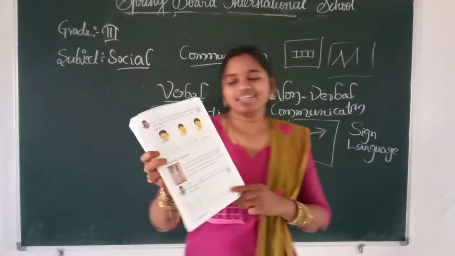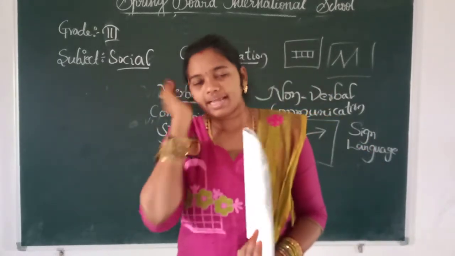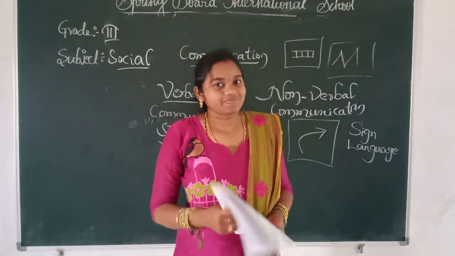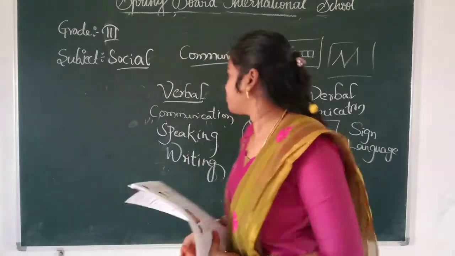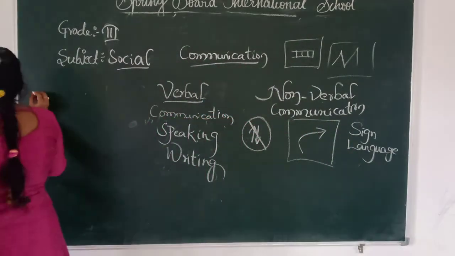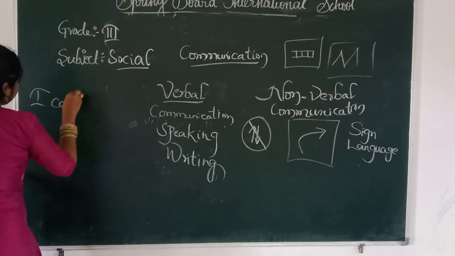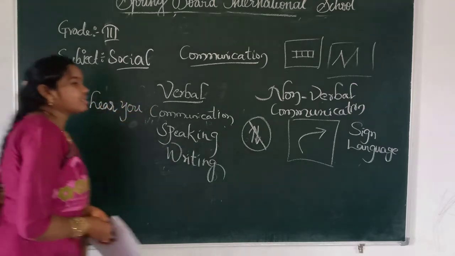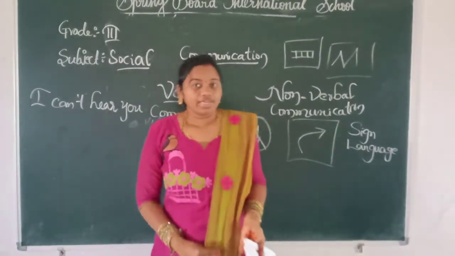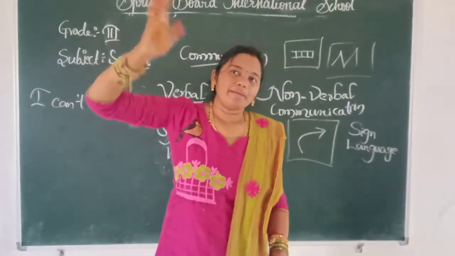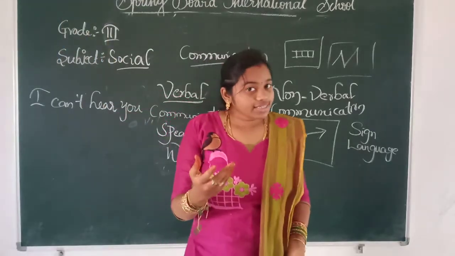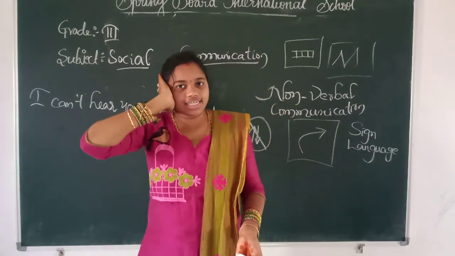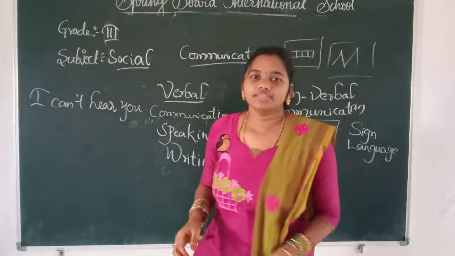So let us write. First one is, he has kept the hand on his ear, right? That means, I can't hear you. Okay? Sometimes you are telling to me, yes, ma'am, we can't hear you, ma'am. Please, ma'am, tell me again, like that, right? We are showing this gesture. We can't hear. Next.